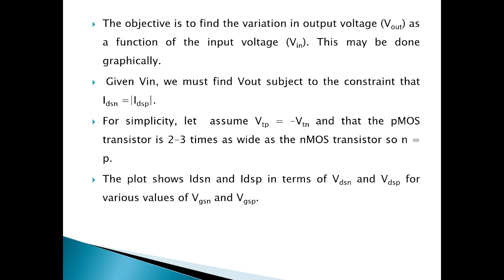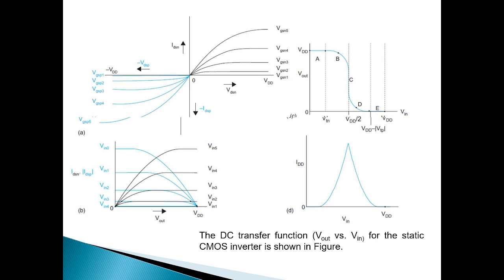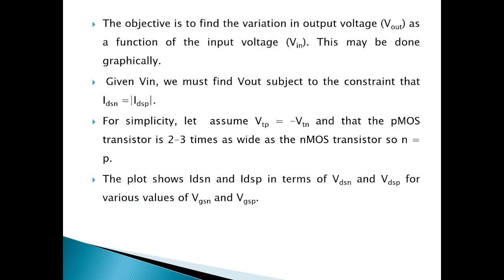The plot also shows IDSN and IDSP, that is drain to source current in NMOS and drain to source current in PMOS, in terms of VDSN and VDSP for various values of VGSN and VGSP. That is the A graph. So this figure A represents the plot for current and voltage, the VI characteristics for NMOS and PMOS devices.